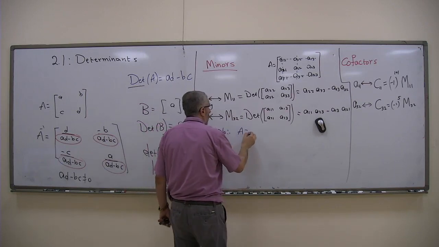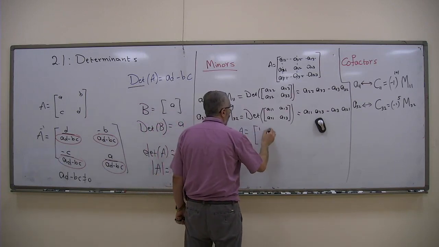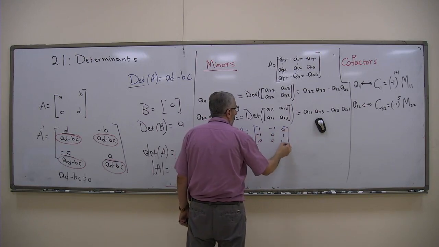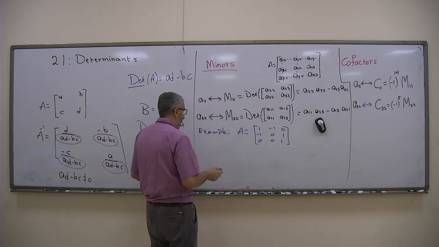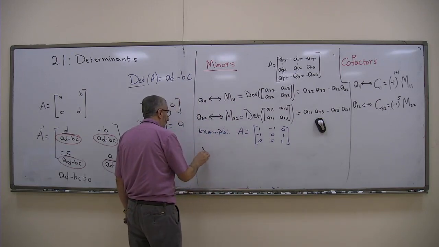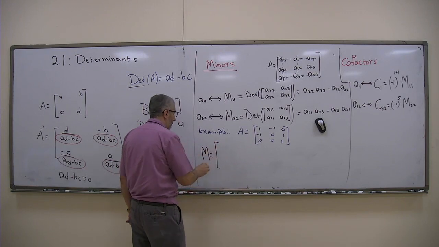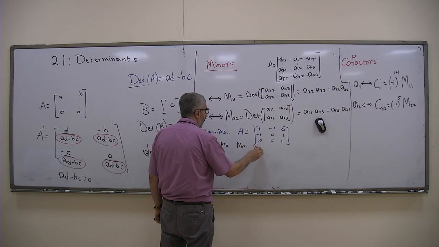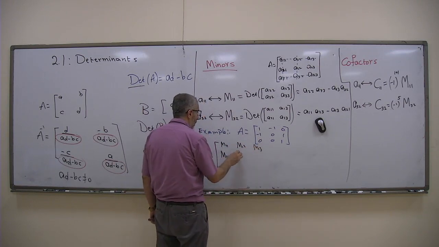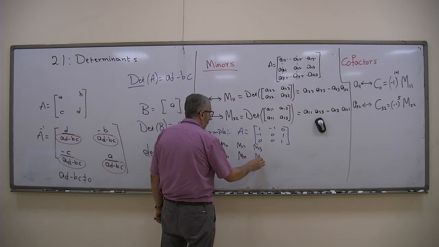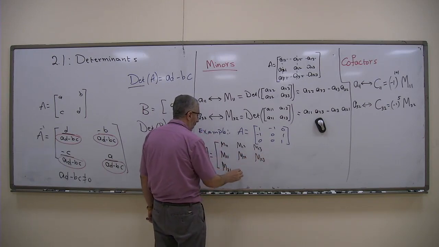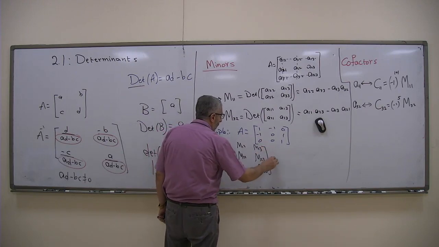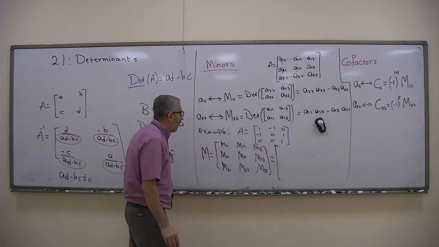My matrix A is 1, -1, 0, -1, 0, 1, 0, 0, 1. And can we do now the matrix M, which is the minors? So M11, M12, M13, M21, M22, M23, M31, M32, M33.